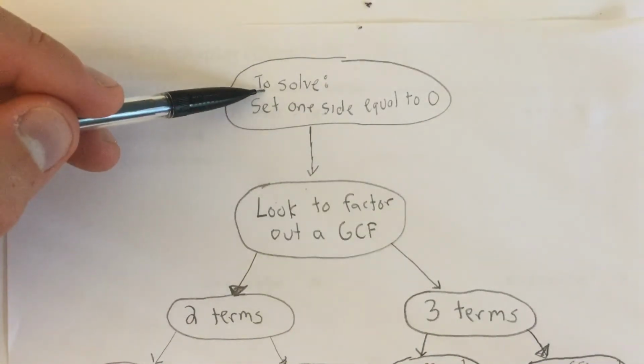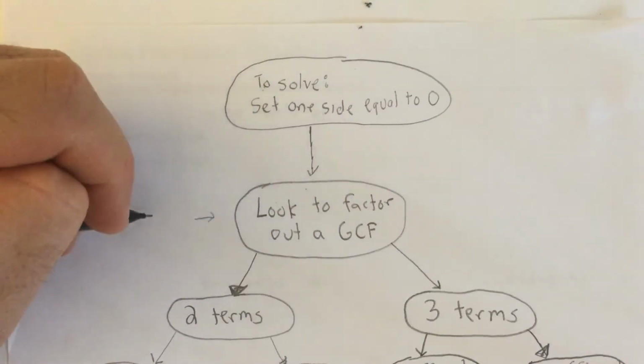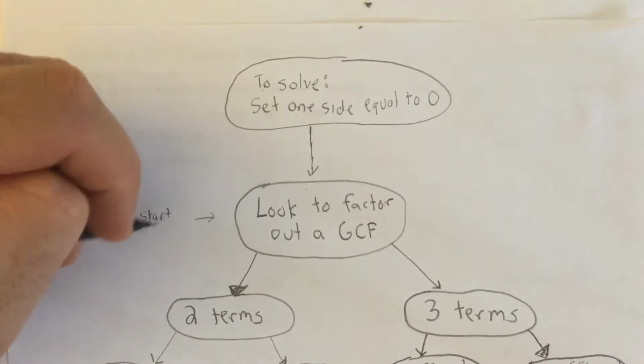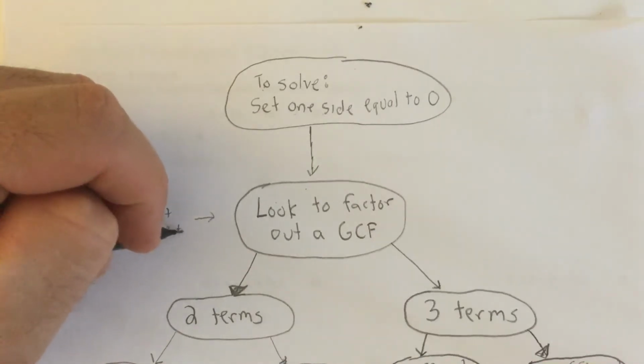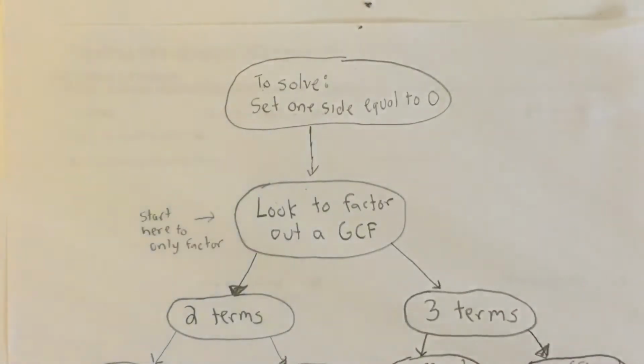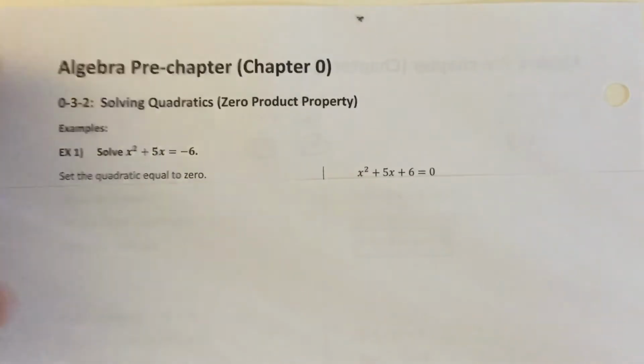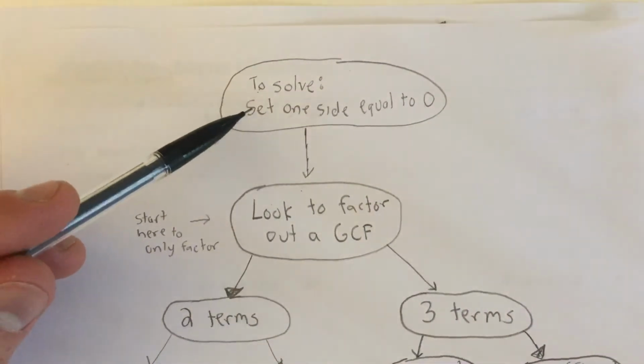Okay, so this is if you're solving. You would start at the top. If you're just factoring, then you'd still start here. The difference between solving and factoring is solving is going to have an equal sign, where you're going to end up with an answer like x equals, whereas when we factored previous to this, there was no equal sign. So like I said, we're going to set one side equal to 0. Then we just do our normal factoring.